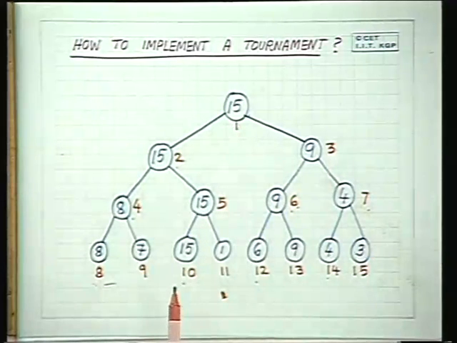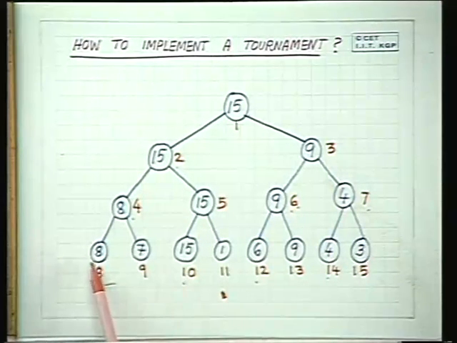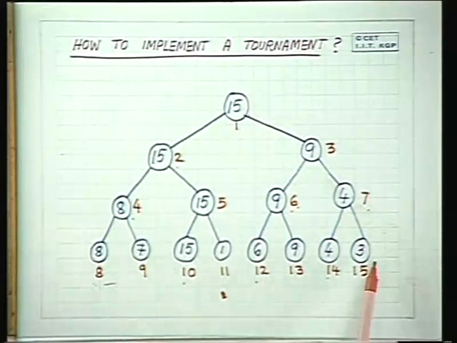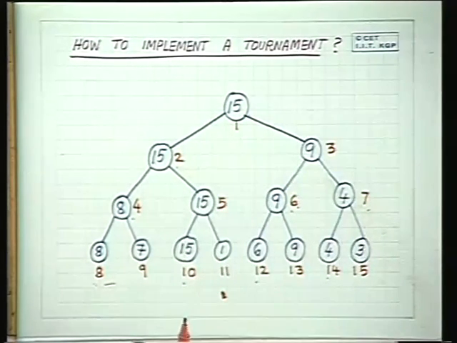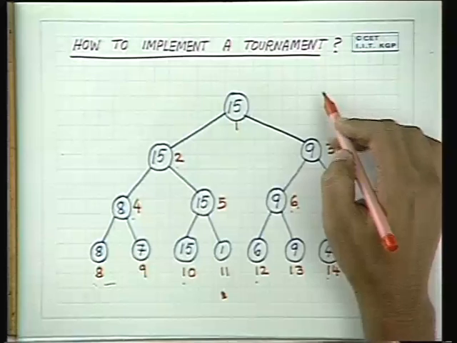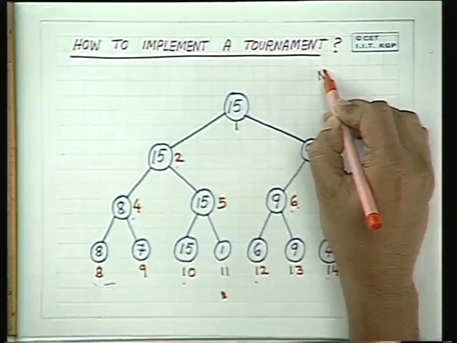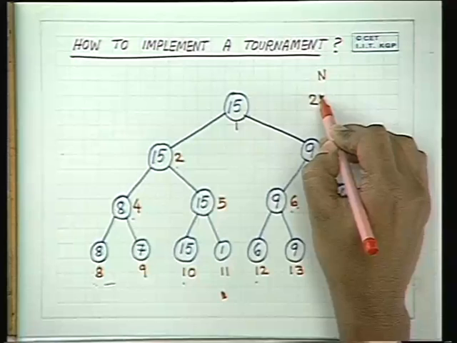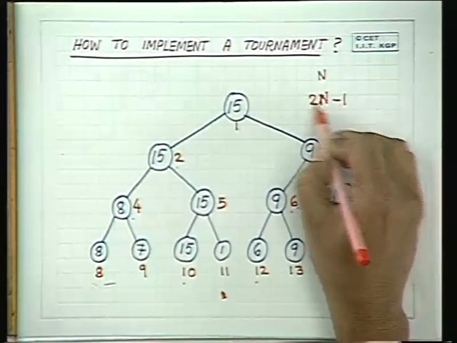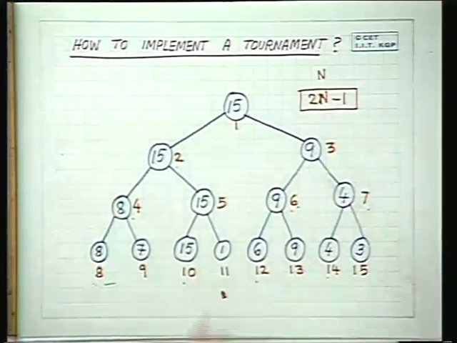So if we put our elements here, then we can easily set up the tournament structure in an array. If we have n elements, we can put them out in an array of size 2n minus 1, and we can easily build up the tournament in an array of size 2n minus 1.